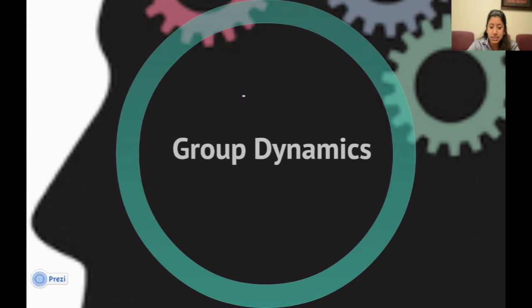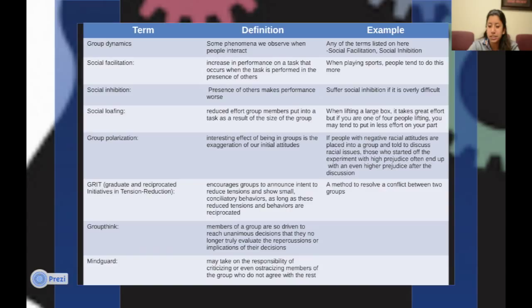So what group dynamics is, it's a phenomenon that we observe when people interact. So an example is like social facilitation or social inhibition, and we're going to see what that means in a little bit. Social facilitation means increase in performance on a task that occurs when the task is performed in the presence of others. So that means, for example, if you're playing sports, people tend to do better almost. Or social inhibition is when the presence of others actually makes performance worse. So maybe if a parent is watching, then the athlete might get nervous and then they might not do as well as they would have otherwise.